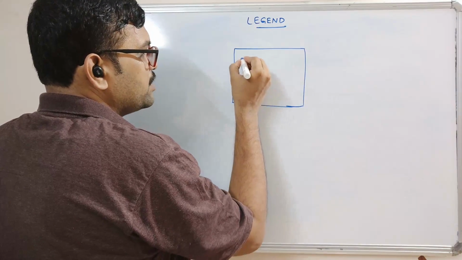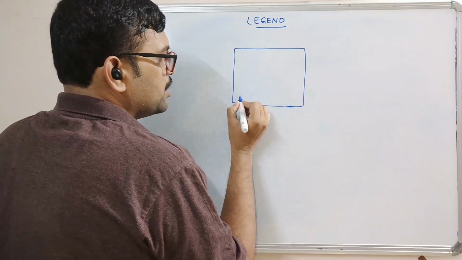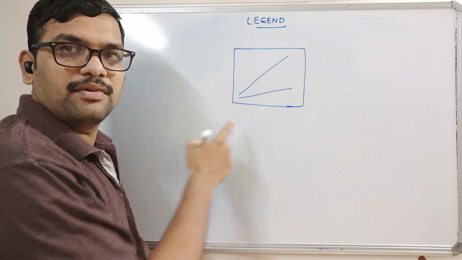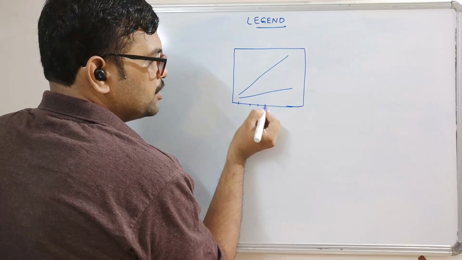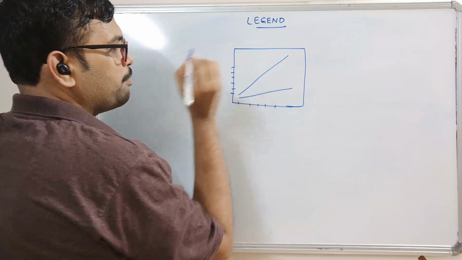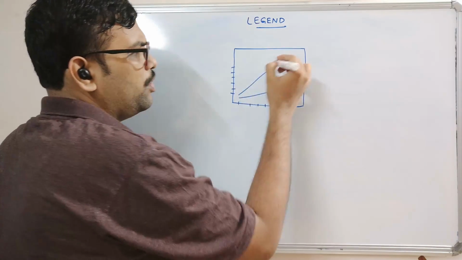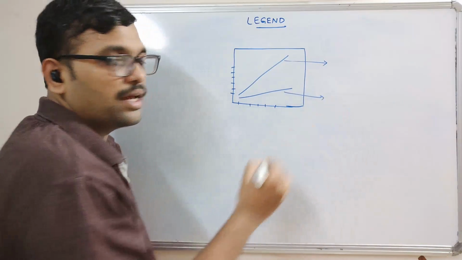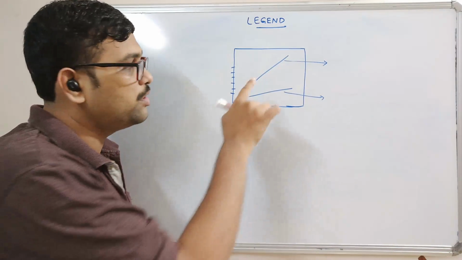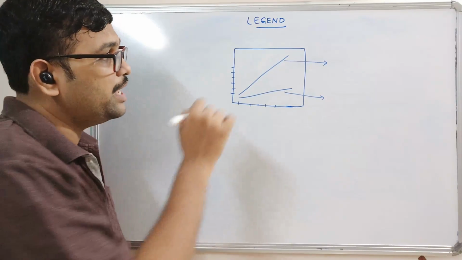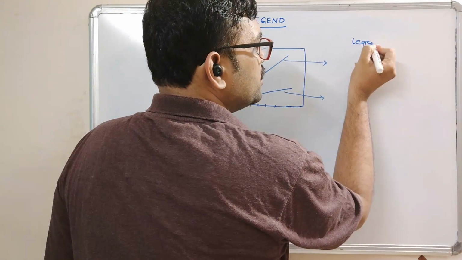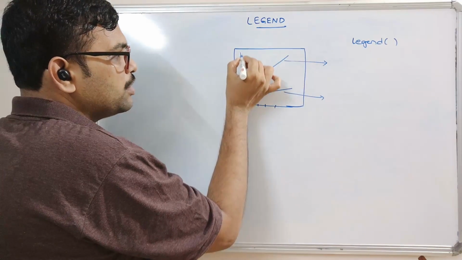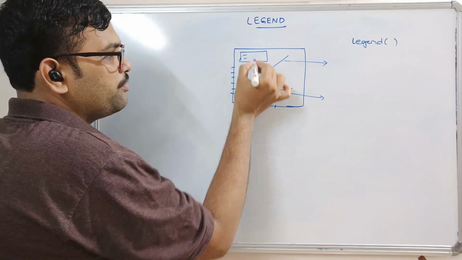So you have some lines, this one and this one. So we have two lines in this graph. Let us take the example. If you have plotted these two lines in a graph, we don't know by observing this graph what the functionality of this line is and what the functionality of that line is. So in order to describe the functionality of lines, if there are multiple lines, this legend function is used. It will create a box with the functionality of these two lines.